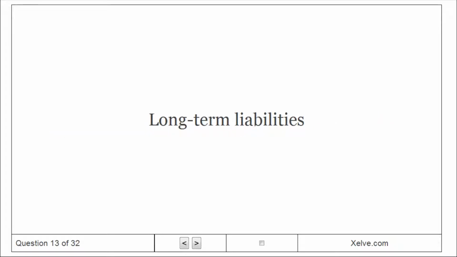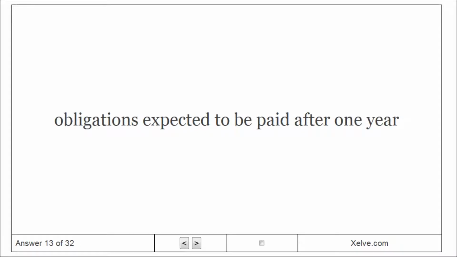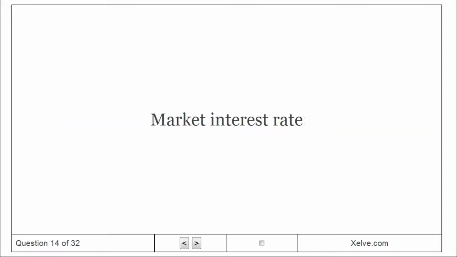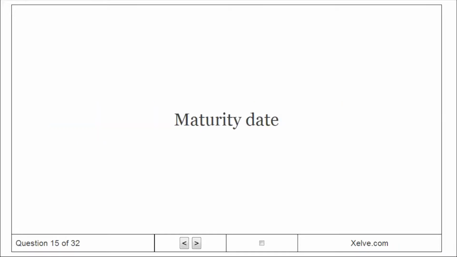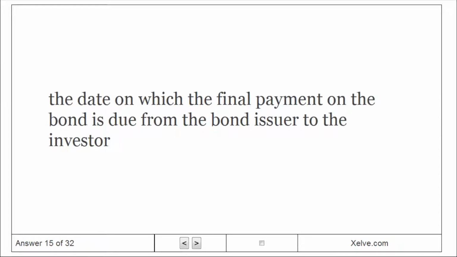Long-term liabilities. Obligations expected to be paid after 1 year. Market interest rate. The rate investors demand for loaning funds to the corporation. Maturity date. The date on which the final payment on the bond is due from the bond issuer to the investor.